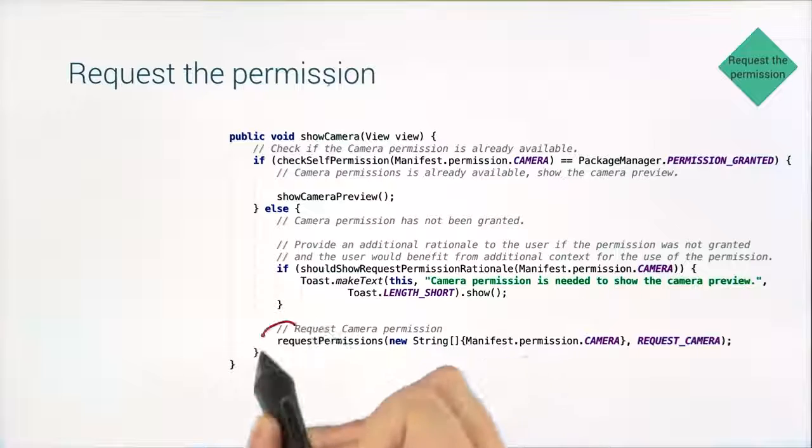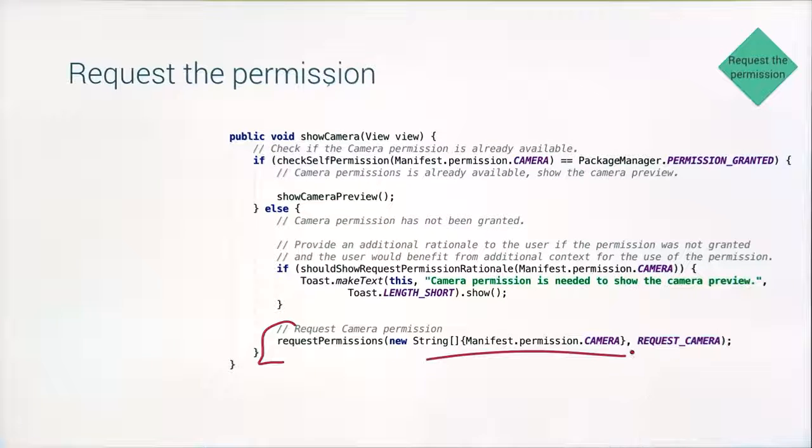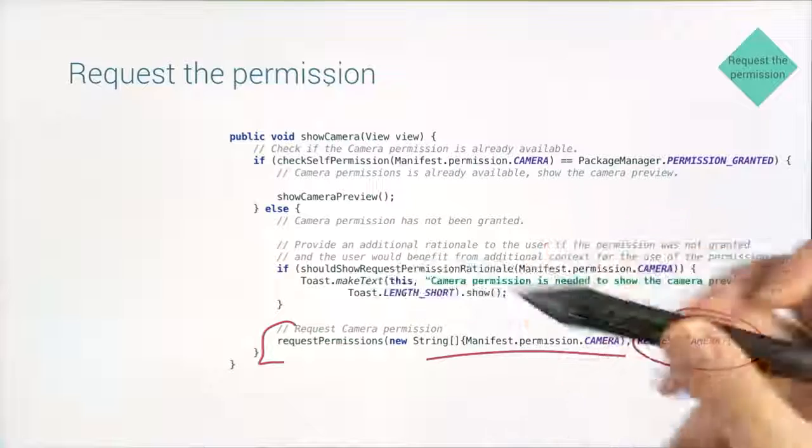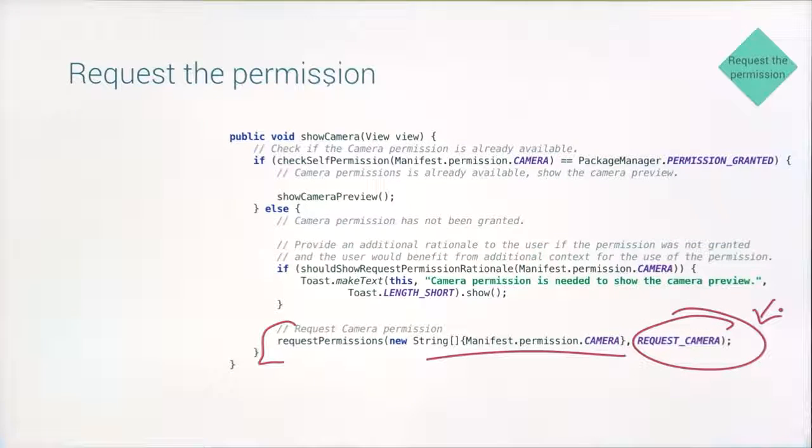The request permissions method needs the permission list that you care about and a request code. This asynchronous call will then pop a dialog to the user and their response will trigger your callback, which is why the request code that you specify is so important. It'll help you identify where in your app the user is and how to pick up the app behavior.